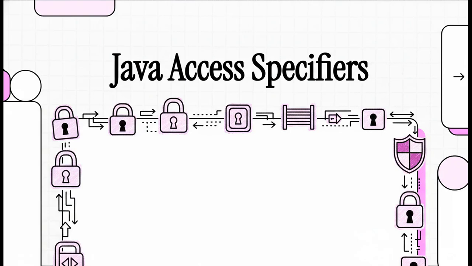All right, today we are diving into a really fundamental concept in Java, something that basically acts like the security system for all of your code. We're talking about access specifiers. Let's get right into it.